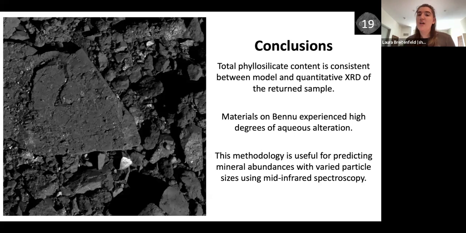So in conclusion, we find that the total phyllosilicate content is consistent between the model and the quantitative XRD data of the return sample. The materials on Bennu experience high degrees of aqueous alteration. And this methodology is useful in predicting mineral abundances with various particle sizes, which is really important in mid-infrared spectroscopy.